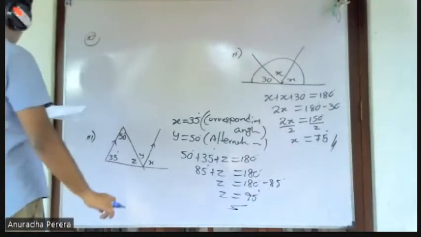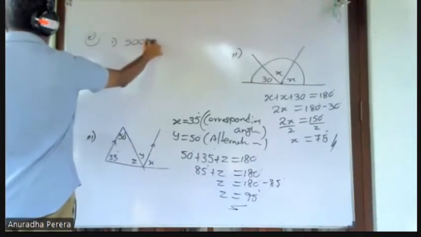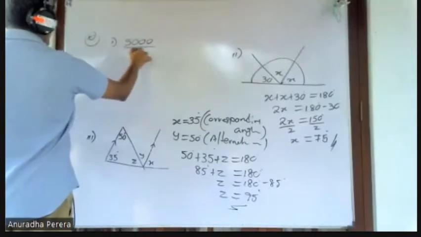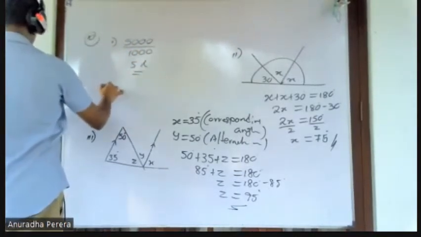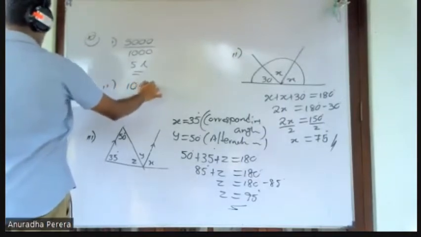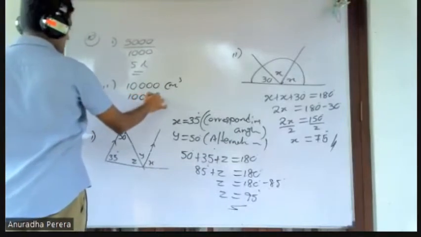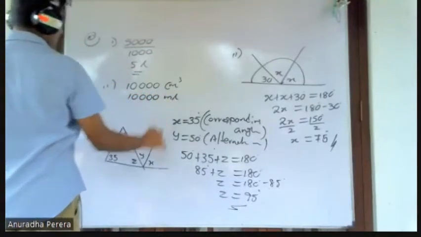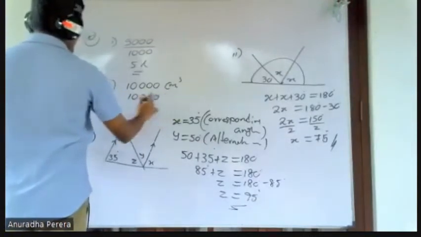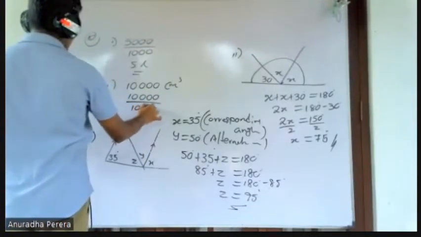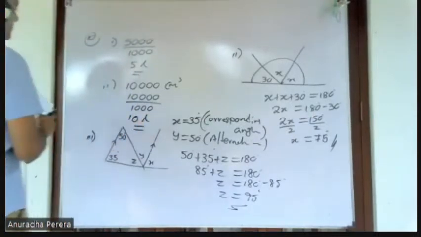Right. Question number 10, the last one. Represent the following volumes in liters. First one, 5,000 milliliters. To convert, divide by 1,000: 5 liters. Second one, 10,000 cubic centimeters. 10,000 cubic centimeters means milliliters. Then divide by 1,000. The answer is 10 liters.